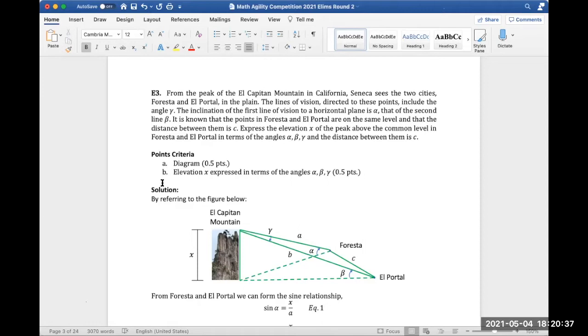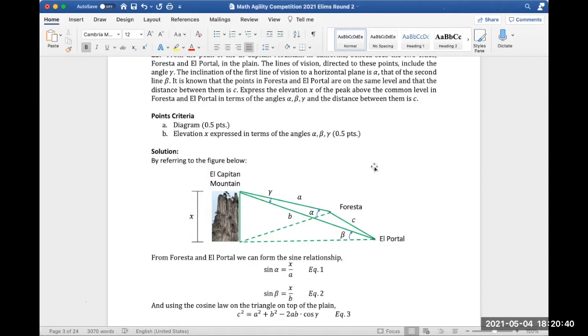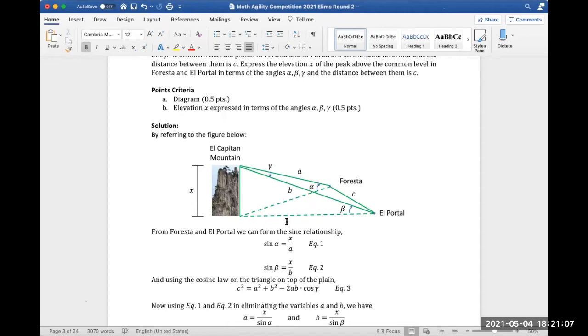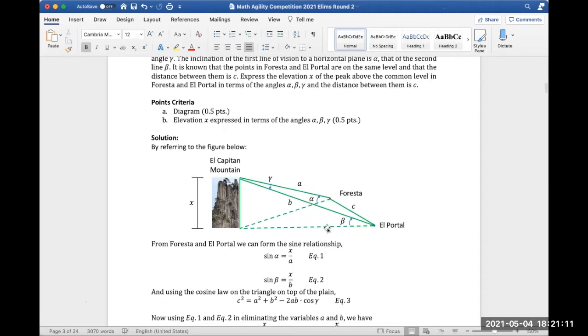So the first requirement is to draw this properly or correctly. So you can see here that we have the mountain and that height is X as given. And then we have two points, which are the cities of Foresta and El Portal. If this is the ground, so this is a three-dimensional drawing, the ground would be this triangle with the dotted lines or the broken lines here. And then alpha is the angle of elevation from the ground if you're looking at Foresta, going to the top of the mountain, and then for El Portal, it's beta, if you're looking to the top of the mountain from El Portal.